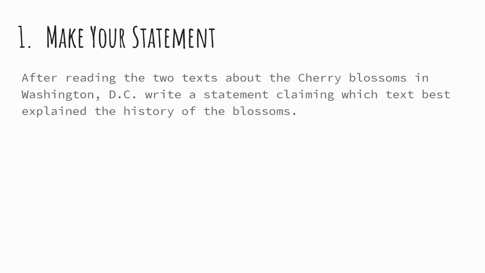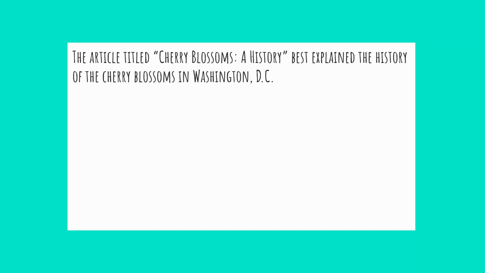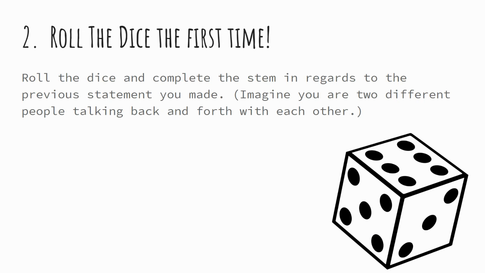So the first thing is I'm going to give them a prompt for making their statement so that they make the exact type of statement I am looking for from them. In this case, I've given them the prompt: after reading the two texts about the cherry blossoms in Washington, D.C., write a statement claiming which text best explains the history of the blossoms. And so using the frames, students are going to write something like this: The article titled Cherry Blossoms, A History, best explains the history of the cherry blossoms in Washington, D.C.